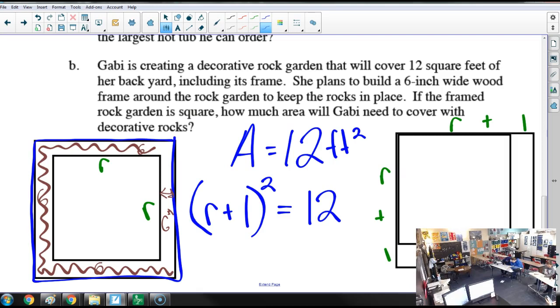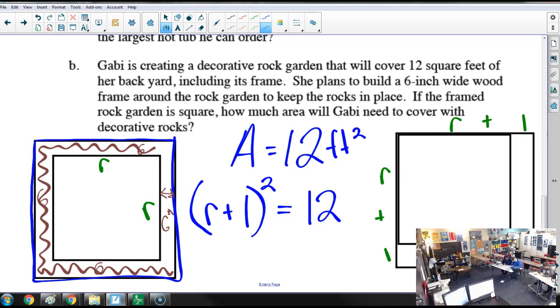Okay, let's just do the math. Plus 2r. Okay, so 12 equals r squared plus 2r plus 1. So r squared equals 10? So you just do the square root of 10. No, why would you do the square root of 10? The square root of 11.